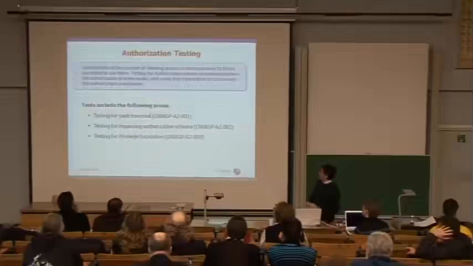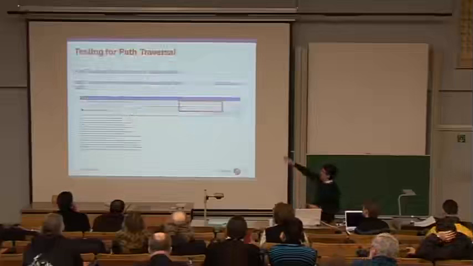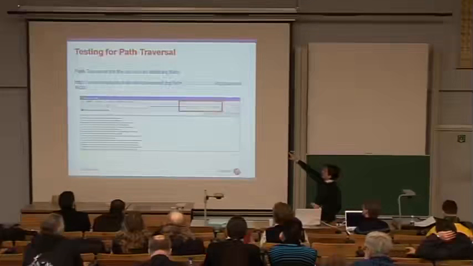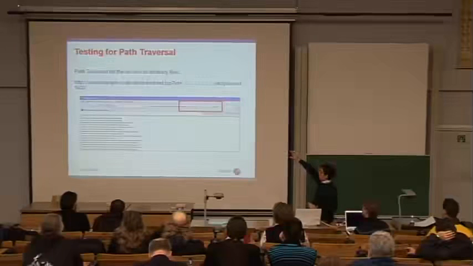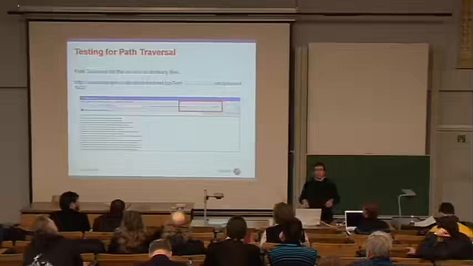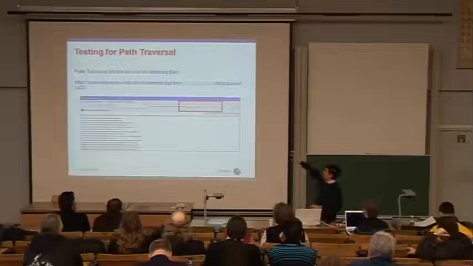Then we do authorization testing. We test for path traversal, for bypassing the authorization schema, and testing for privilege escalation. Here, for example, you can see a site where you can download something from the file system of the server. And what if you do something like that? Is the ID parameter validated, or can you insert anything and maybe navigate inside the file system of the web application? Here, for example, you can see the passwd file, so all the running processes, etc.